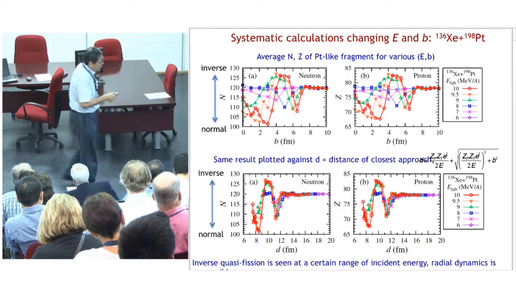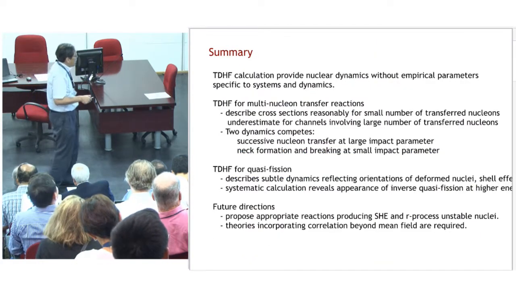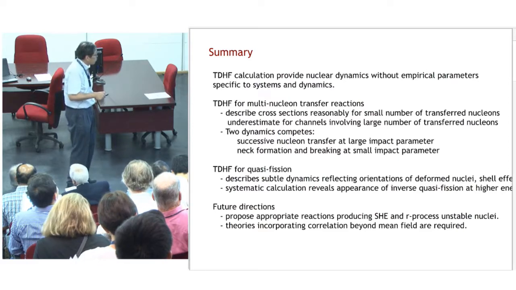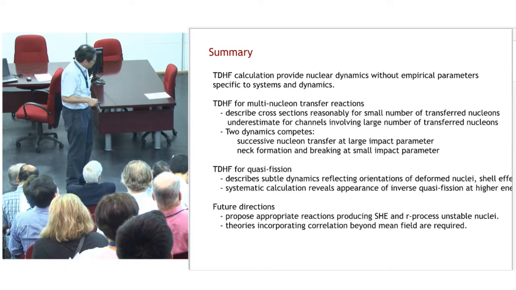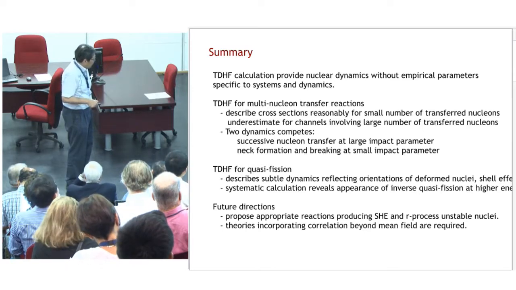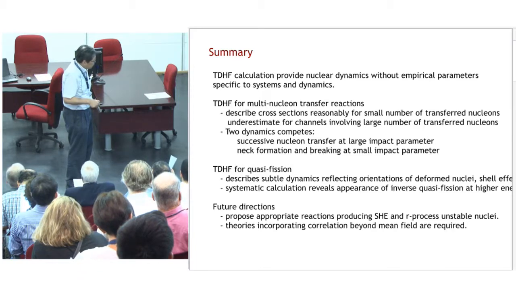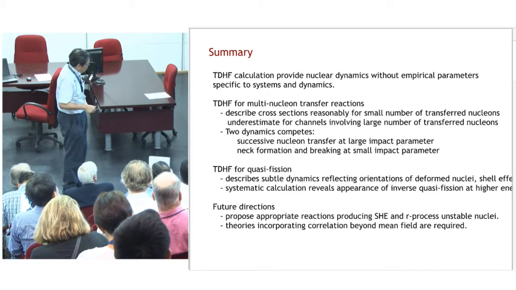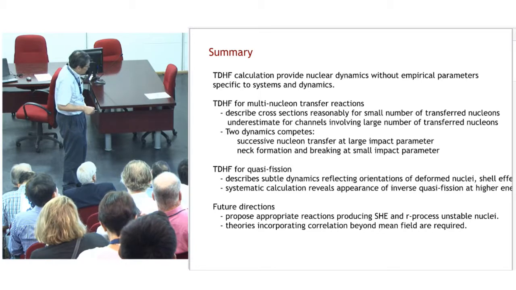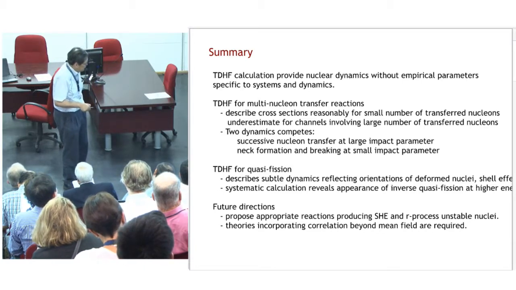Okay, let me summarize my talk. I discussed the application of TDHF to nucleon transfer processes, multi-nucleon transfer and quasi-fission. I think it's a fruitful approach to propose appropriate reactions for producing superheavy elements or other exotic nuclei. But of course, the theory lacks a description of correlation effects. So theory beyond the mean field is, of course, always important.